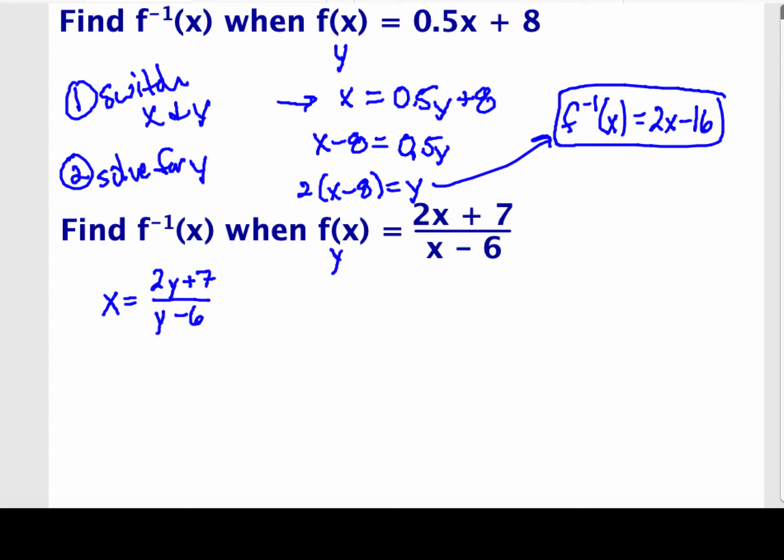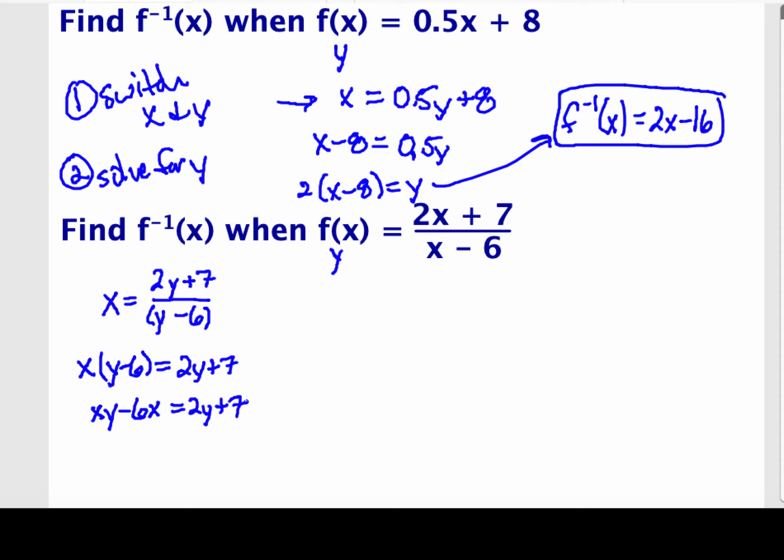Well, now how do you solve for y when there are 2 of them there? Well, the first thing I would do is not worry so much about the fact that there's 2 y's. That division always just makes things a little bit trickier. So I'm going to take what's in the denominator and multiply it over to the other side. I'm going to say x times y minus 6 equals 2y plus 7. Then I'm going to do something a little bit tricky. I'm going to multiply that x in there. I'm going to say that xy minus 6x equals 2y plus 7.